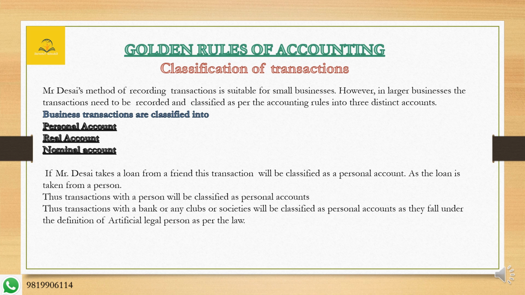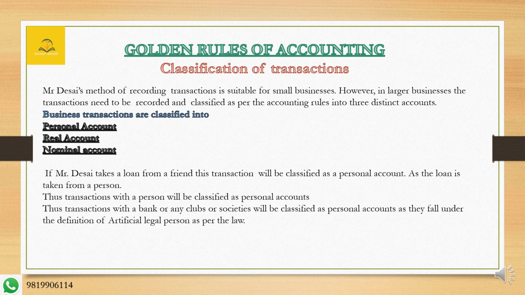Okay, when you're taking a loan from a bank, for example, again this loan will be classified as a personal account because a bank also comes under the description of a person, as it is an artificial legal person. Say Bank of Baroda will be an artificial legal person. It is not a real person, but it is an artificial legal person. And Mr. Desai will need to categorize this as a personal account because it is a transaction with an artificial legal person.